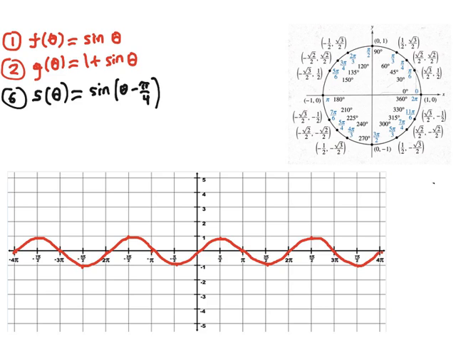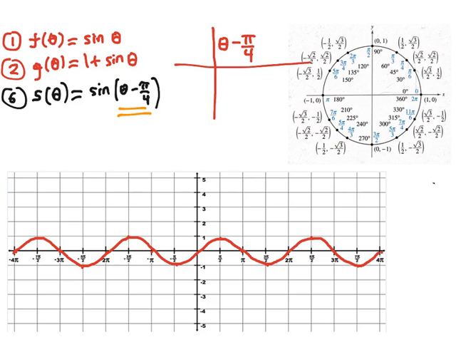Now we take a look at number 6. We have s of theta is equal to sine of theta minus pi over 4. So theta minus pi over 4 is the argument of the sine function for number 6. And let's make a table of values, and our table will have 3 columns. The middle column will be the argument.